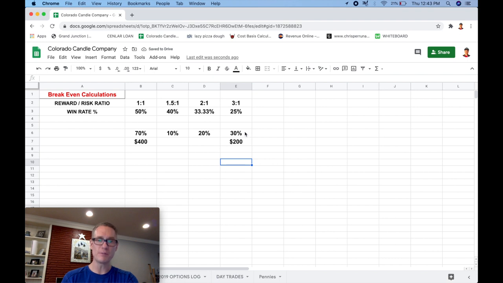So at a 30% win rate on this 3-to-1, you're gonna make $200 on 10 trades. Now over here, on those same 10 trades, at 70% on a 1-to-1, you would make $400. So you can start to see how you can compare these. It's all on the ratio, that reward to risk ratio, as well as the win rate percent, and then you look at the dollar amount so that you can see which is the most profitable for your trading strategy.